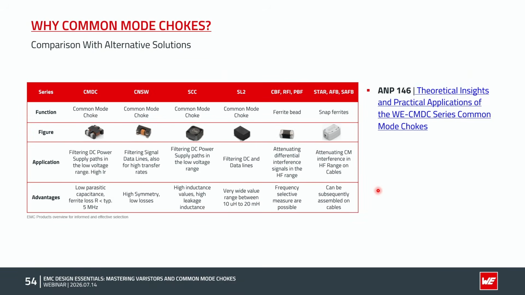When it comes to reducing noise in low power or data lines, there are several alternatives. But a common mode choke integrates real inductance into each line, acting both in differential and common mode. This makes them ideal when reliable and repeatable filtering is required in electronic designs. This comparison is explained in more detail in the application note link that you can find on the right side.